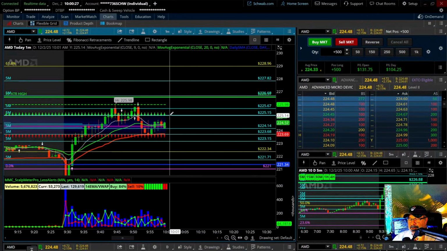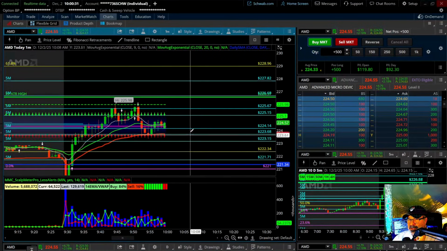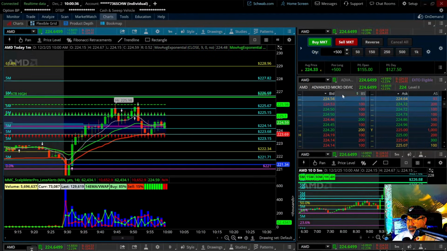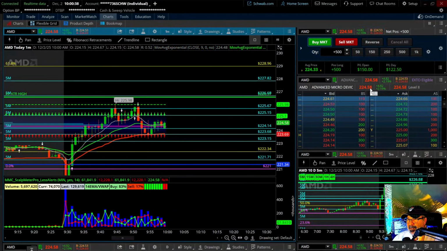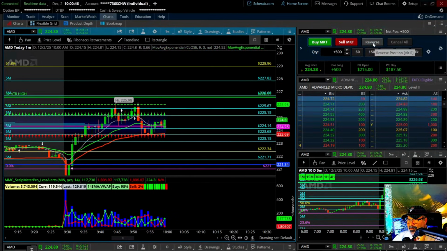Now we'll look for a resistance off the ceiling, depending on price action here, and I might turn around quicker. And you'll see me reverse. So we're looking for this to get above 225, the whole dollar, before I even think about taking this trade. So I'm okay. I have $1,000 max loss per trade.